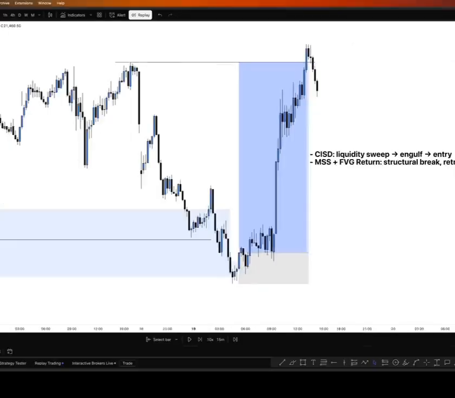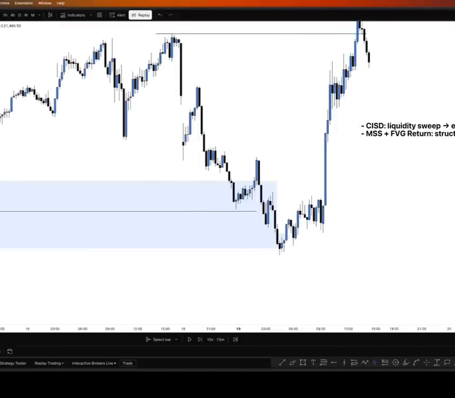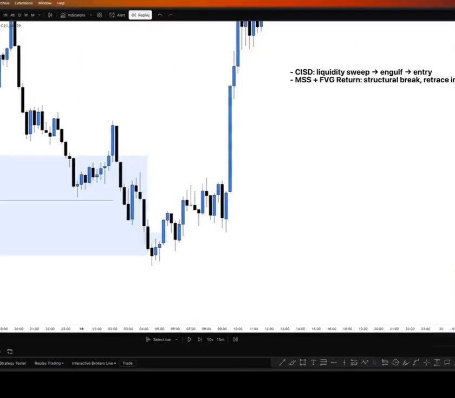However, there were 2 other types of entry models that occurred. Now the first we're going to talk about is a change in the state of delivery. So let's just say you missed that trade entry. What you want to pay attention to for a change in the state of delivery, which is one of my favorite entry models, is notice how we have this down move right here.